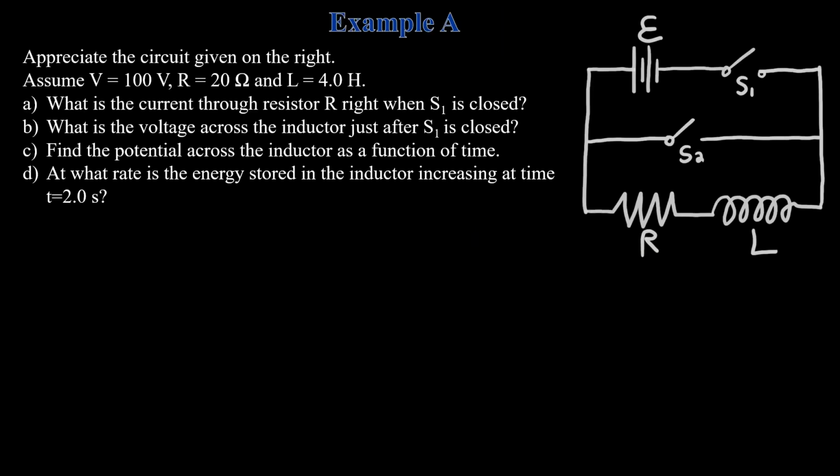Example A gives a circuit, basically a simple charging circuit. There's two switches, S1 and S2. We never actually use S2 here. S1 is just closed, and we're looking at the charging circuit and some questions about the charging circuit.